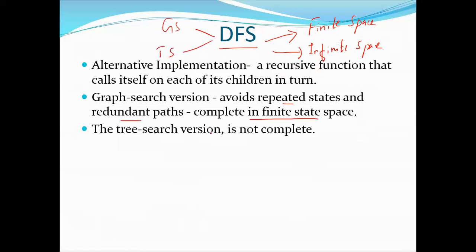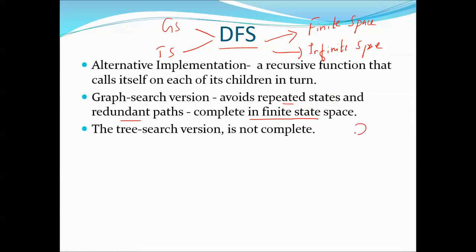So here we say that in finite space, it is complete. What does complete mean? An algorithm is said to be complete if it will find a solution, if a solution exists. That is, if a solution exists, then somehow it will find that. Such an algorithm is called complete. Otherwise, it is called incomplete. So basically, DFS is complete if the state space is finite.